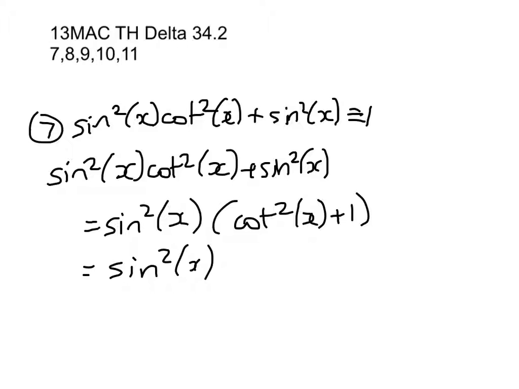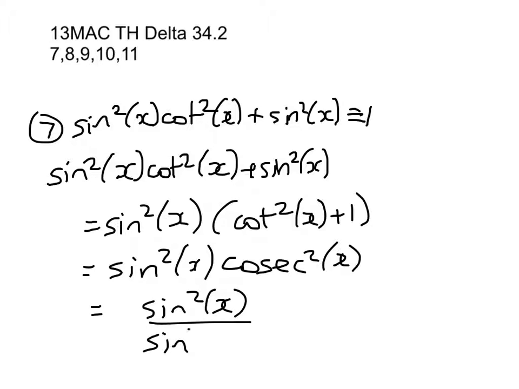So cot squared x plus 1 is cosec squared x, and then what have I got now? Oh, well then I'm done. I've got sine squared x, and cosec is 1 over sine, so I've got sine squared x over sine squared x, and that equals 1, so I am done.